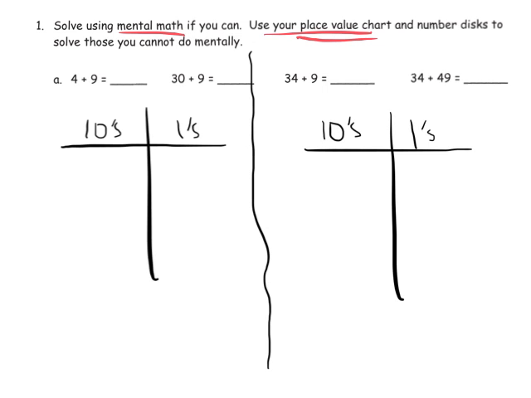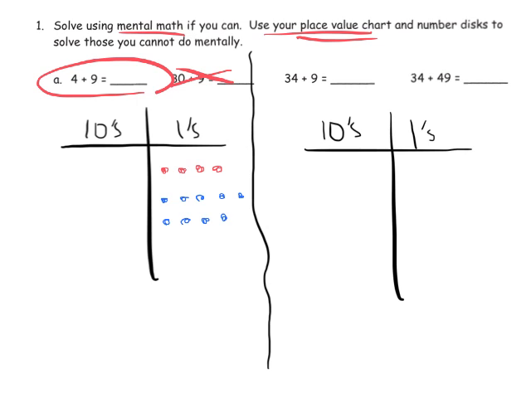I'm going to use the place value chart because I really want to emphasize how to use this place value chart. I'm not going to solve this one; I'm going to do 4 plus 9. So we're going to begin by modeling 4. 1, 2, 3, 4. And now we're going to add in 9. 1, 2, 3, 4, 5, 6, 7, 8, 9. So there's our initial part of our answer.